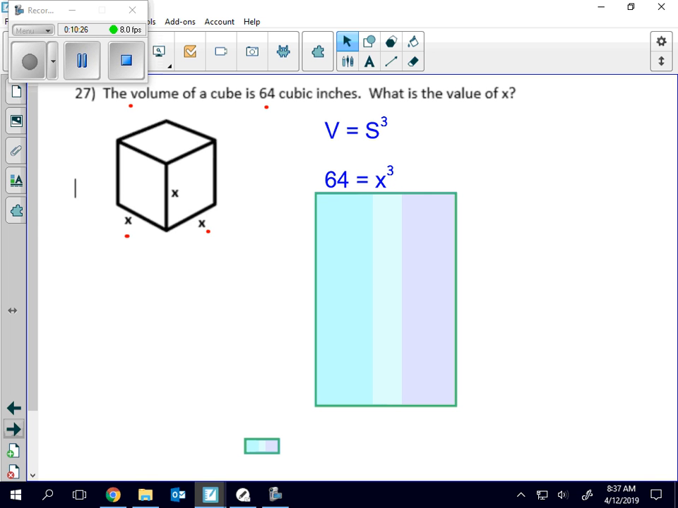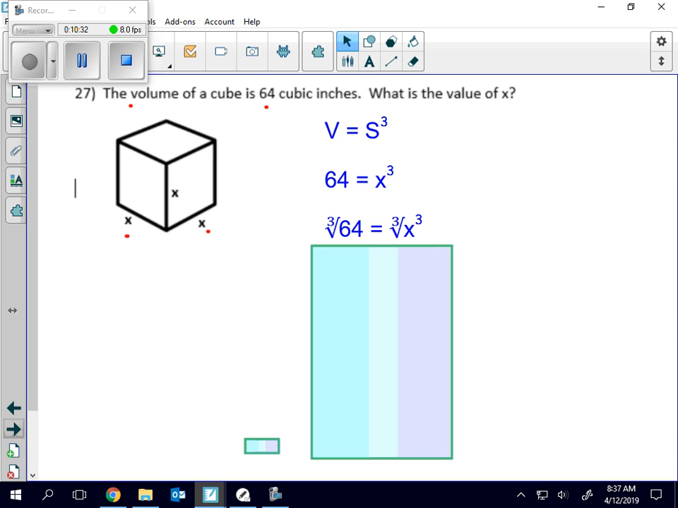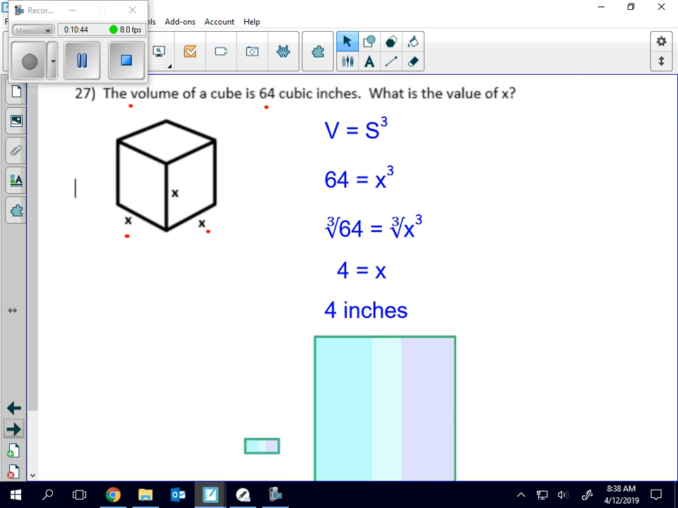I don't want x cubed, I want x alone. So the opposite of cubing is cube rooting. I must cube root both sides. And the cube root of 64, that's a number times itself 3 times. Turns out that's 4. 4 times 4 times 4 is 64. So our side length is 4 inches. You could plug it into the picture. Length times width times height. 4 times 4 times 4. Back to 64.